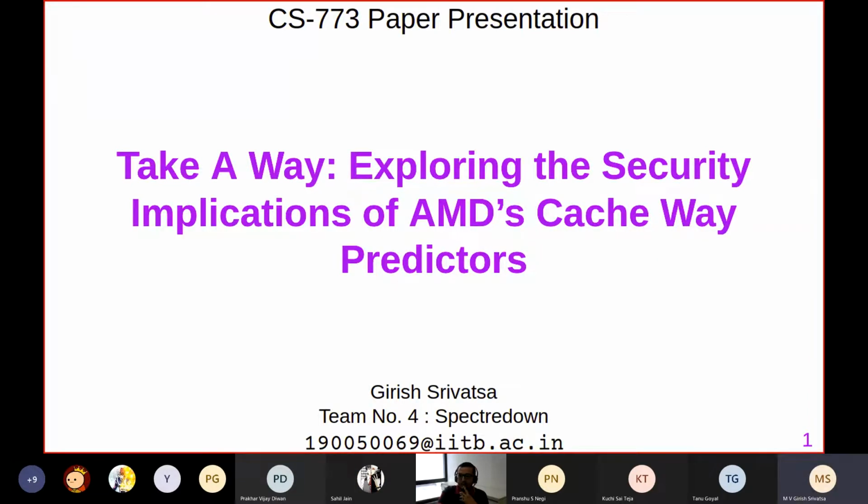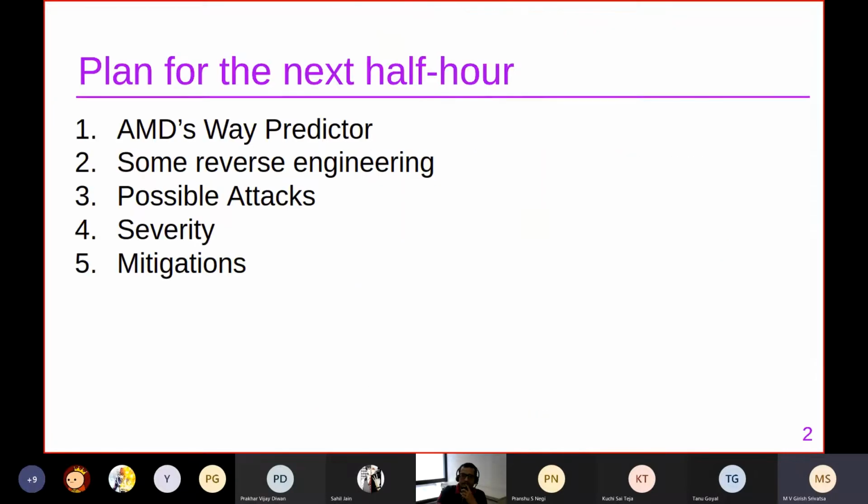I'm Girish on behalf of Team Spectrodon. In this presentation, we'll be taking you through AMD's cache way predictors and possible attacks through it. The plan is first to give you some intro about what a way predictor is, then tell you how we can exploit it, followed by how we can stop these attacks.